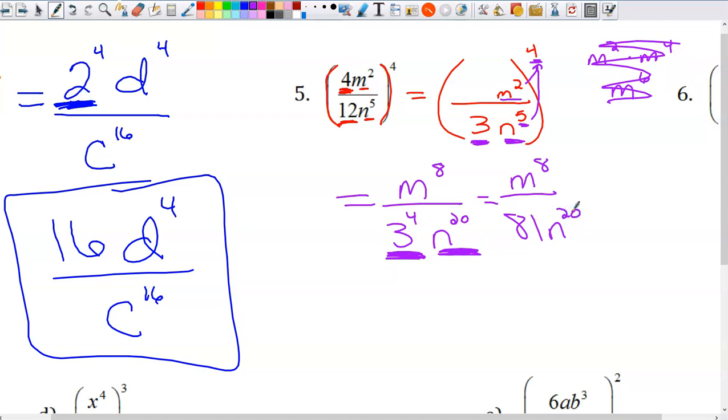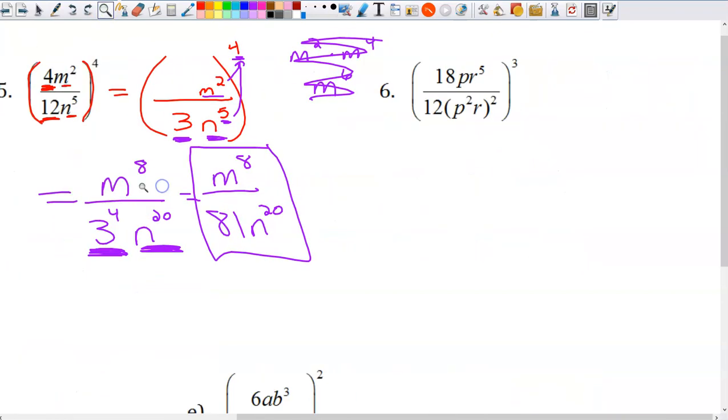And now I got to ask, am I done? Is there any reducing of coefficients that I can do? 1 over 81? No. Do I need the 1? No. I got m's on top, no m's on bottom. Nothing I can do. I got n's on bottom, no n's on top, nothing I can do. And I'm donezo.